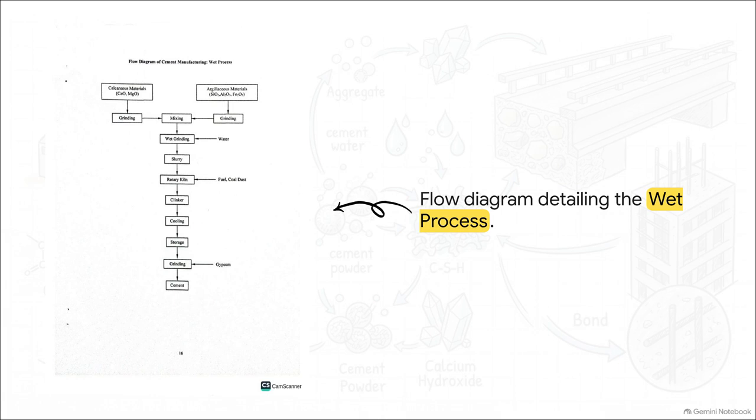It starts with taking your calcareous and argillaceous materials, grinding them down, and mixing them into that wet slurry. Then you feed that slurry into a rotary kiln fueled by coal dust, which produces clinker. Finally, you cool that clinker and grind it up one last time with some gypsum to get your final cement powder.